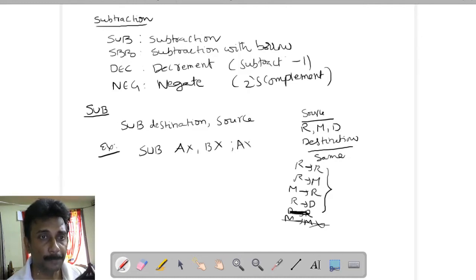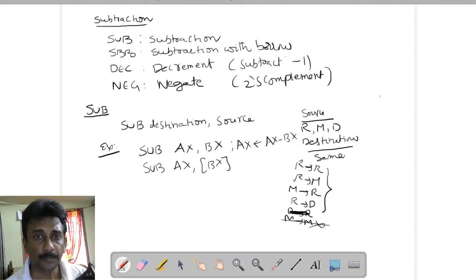So the result is AX minus BX, and it is placed into the AX register itself. And of course you can write SUB AX comma within the brackets of BX. This BX can be used as an offset. This offset BX has some value. Let us assume it is 200.